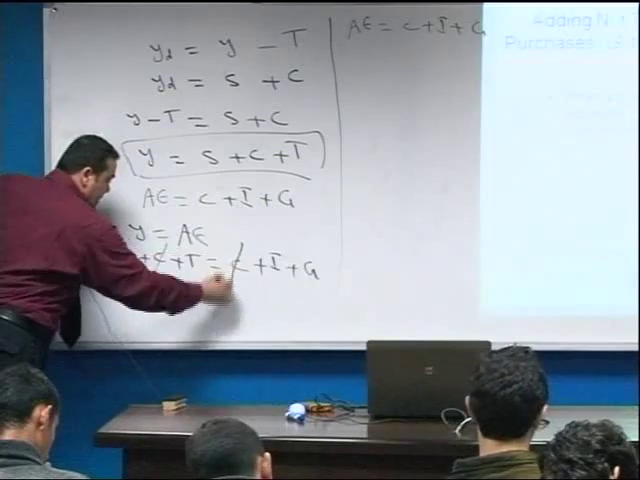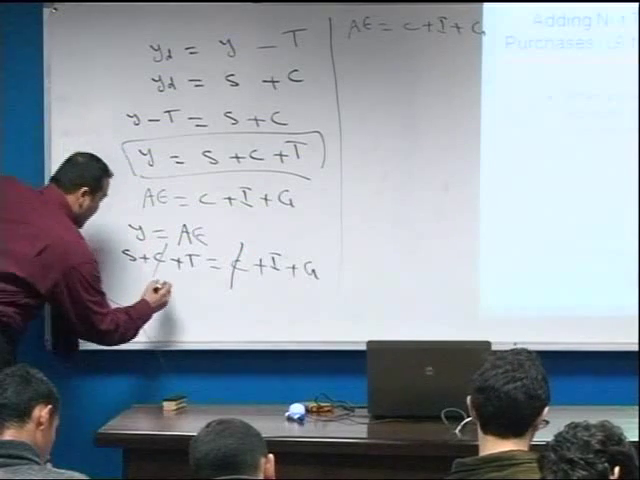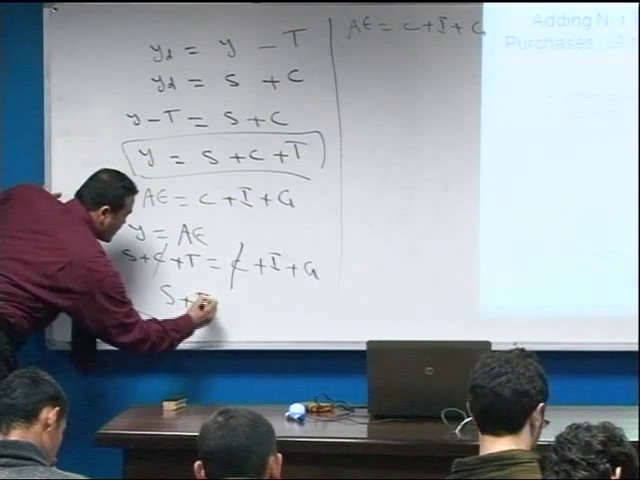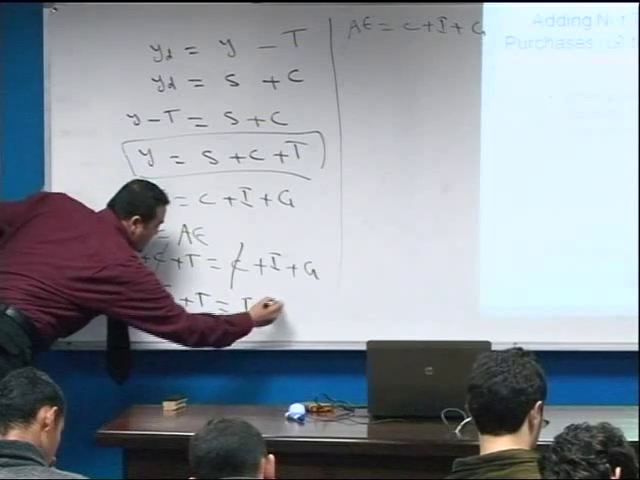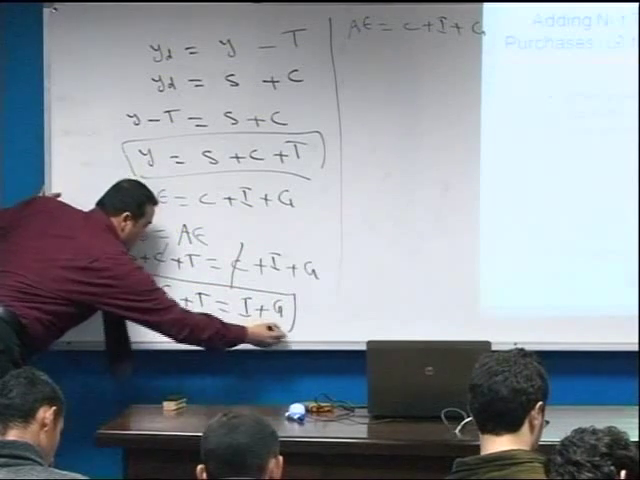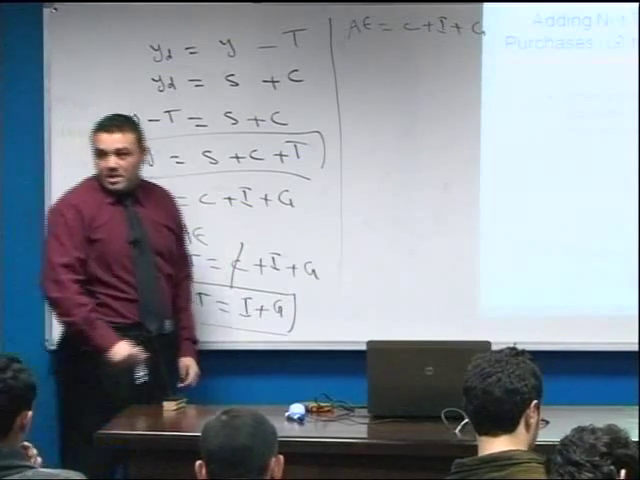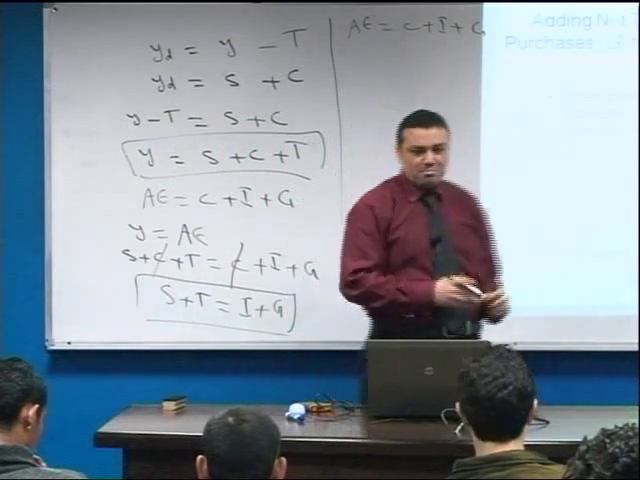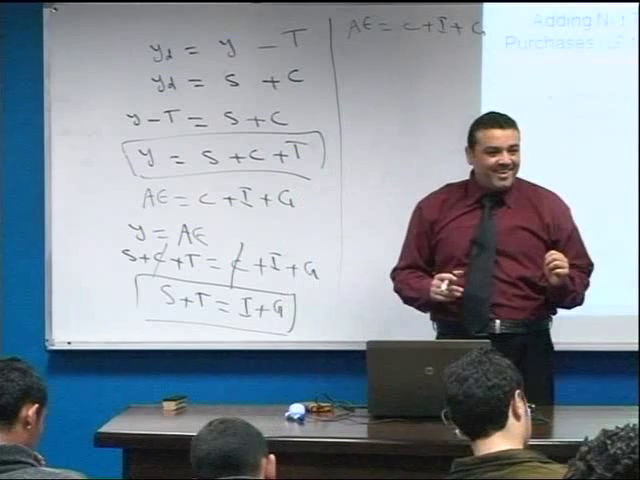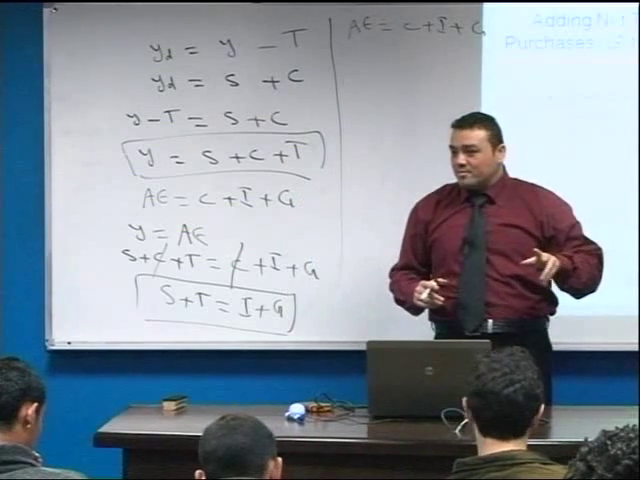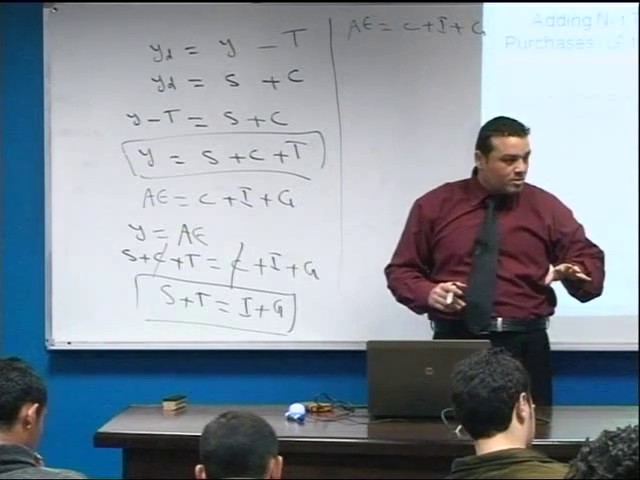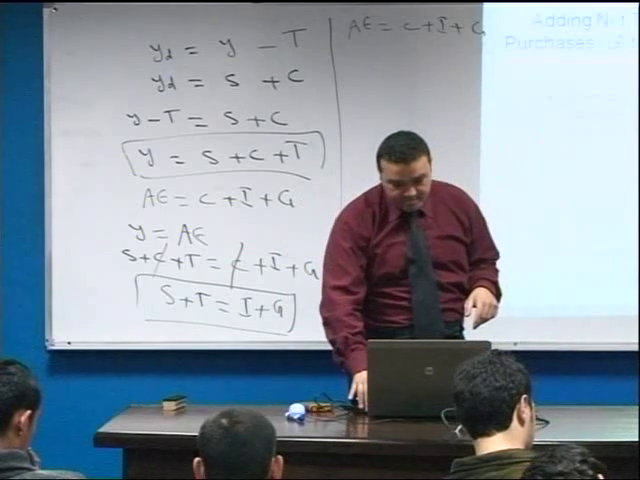C is cancelled with C. So finally, the saving plus taxes equals I plus G. Leakages equals injections. Is it clear? Okay.